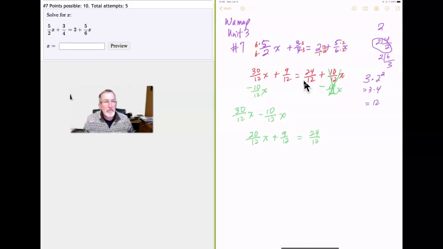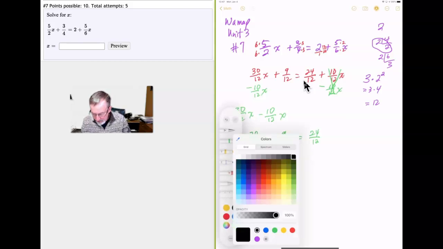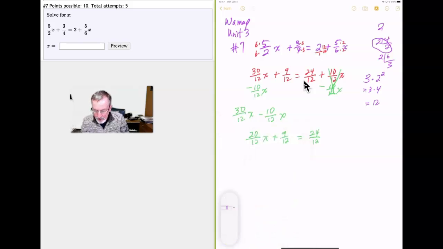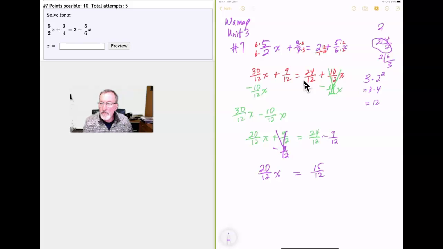Okay, so the fractions make it a little bit more exciting, a little bit more complicated. You have a couple more steps to remember for each step. But now we're going to subtract. We're still trying to isolate x there. So let's go ahead and subtract 9 twelfths from both sides. And 9 twelfths minus 9 twelfths will be 0, leaving just 20 twelfths x. And that's going to be equal to 24 twelfths minus 9 twelfths, which would give us 15 twelfths. Okay. So now we have this weird fraction looking thing.